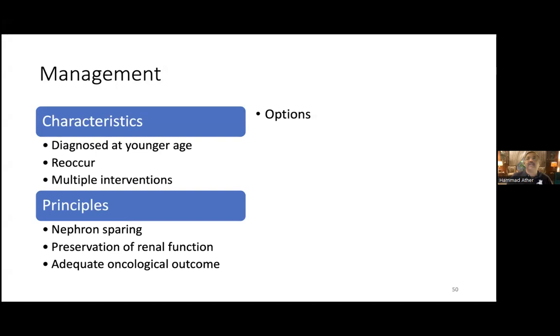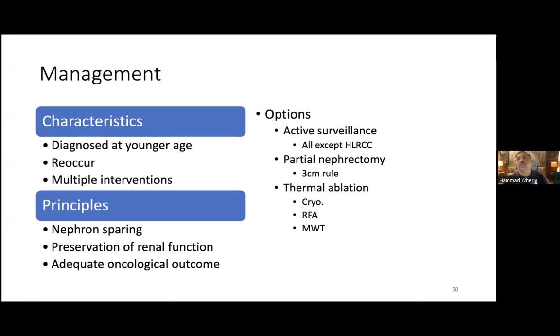So what are the management options in young adults who are identified with renal cell cancers? Well, the characteristic is that they are diagnosed at a younger age. There's a greater chance of these tumors recurring, and they may require multiple interventions. The principle of care should be nephron sparing, preservation of renal function in these young adults as much as possible, with an adequate oncological outcome. Active surveillance is considered, and the rule is 3 centimeters. Anything less than 3 centimeters should be for active surveillance, except in cases of hereditary leiomyomatosis renal cell carcinoma. Partial nephrectomy should be the mode of treatment in the majority of cases.